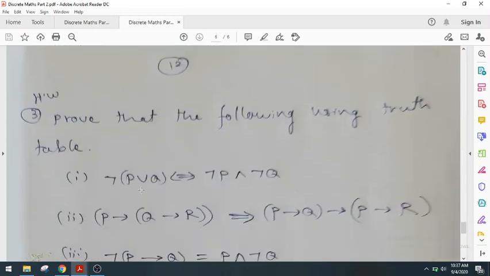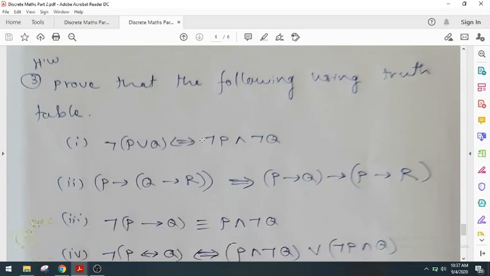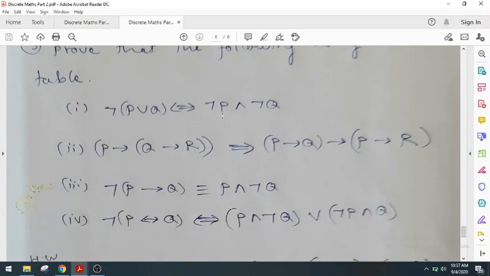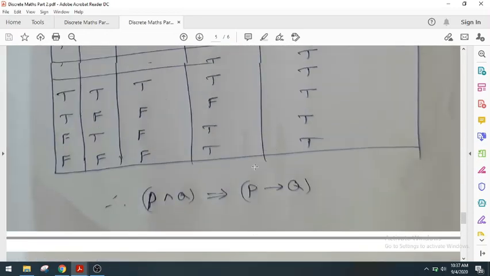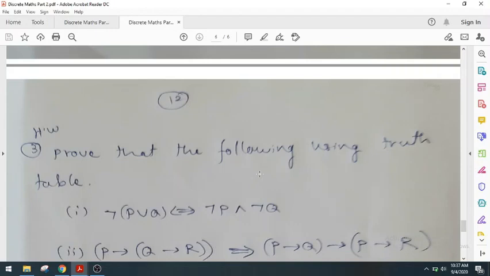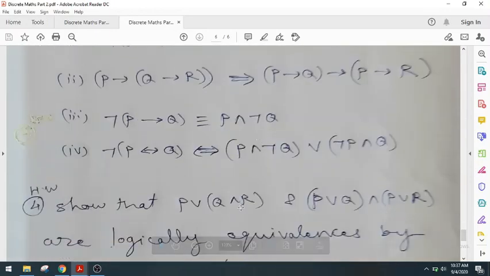Prove the following using the truth table. I leave it for your homework. These are all very easy, as we have seen two problems in our previous part. So you can solve these problems at home.